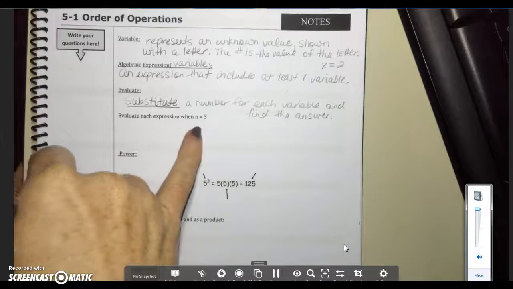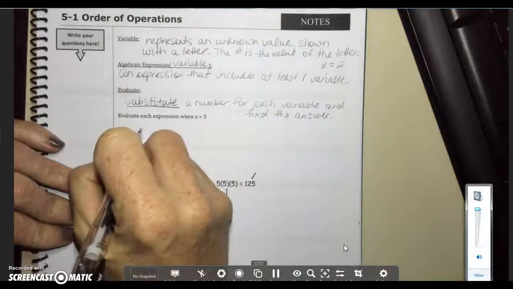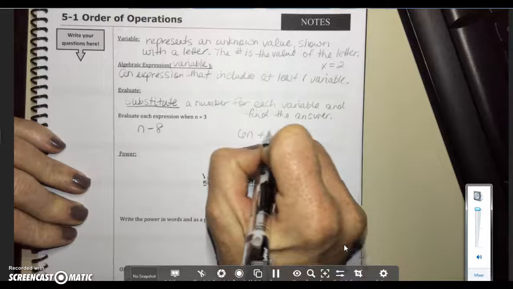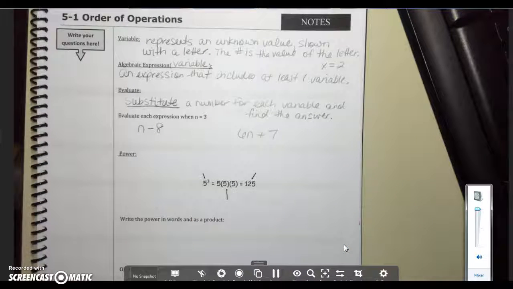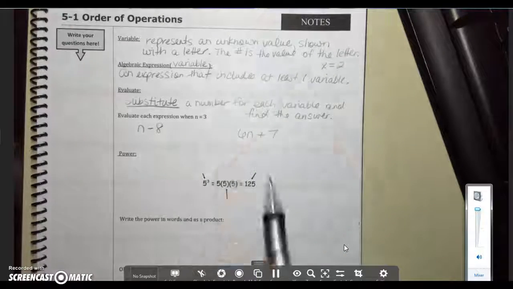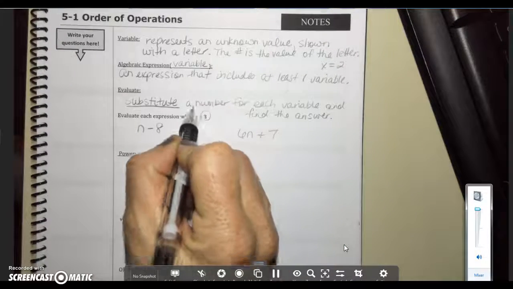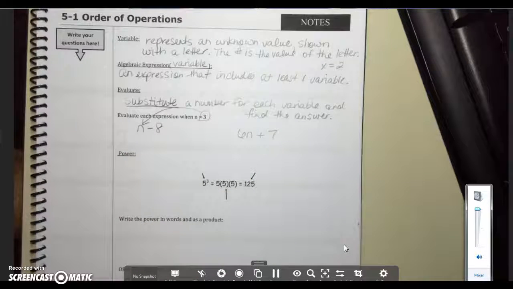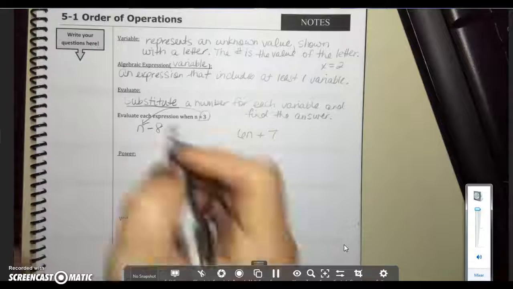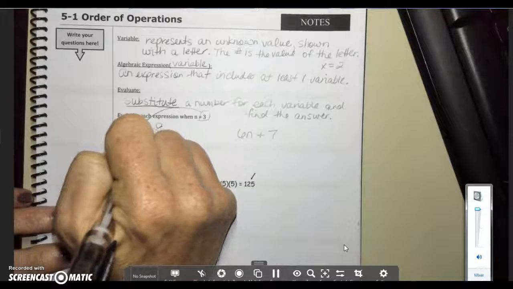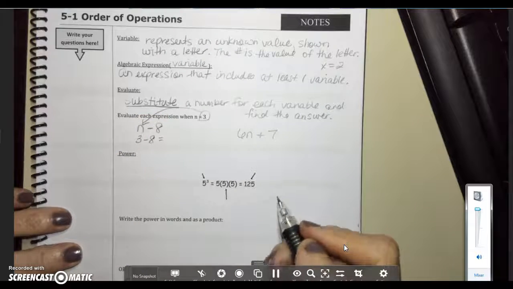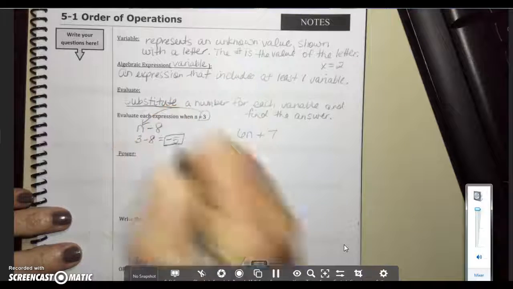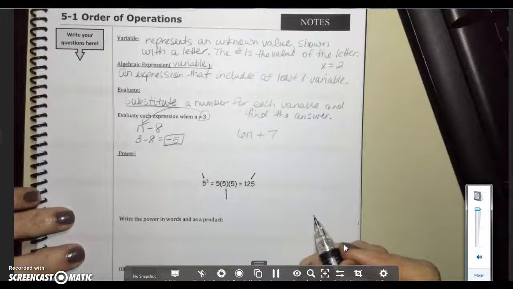So if I were to give you this, evaluate the expression when n equals 3. What if we had n minus 8? And over here we'll do 6n plus 7. For each one of those, if I know that n equals 3, I'm going to plug it in here for n. So what's my n value going to be now? 3, right? So instead of n minus 8, we can do 3 minus 8. And what's 3 minus 8? Negative 5. Beautiful. So it has an actual amount, right?